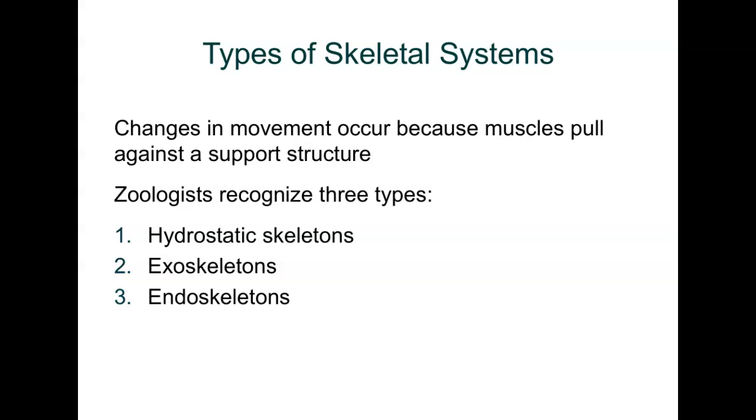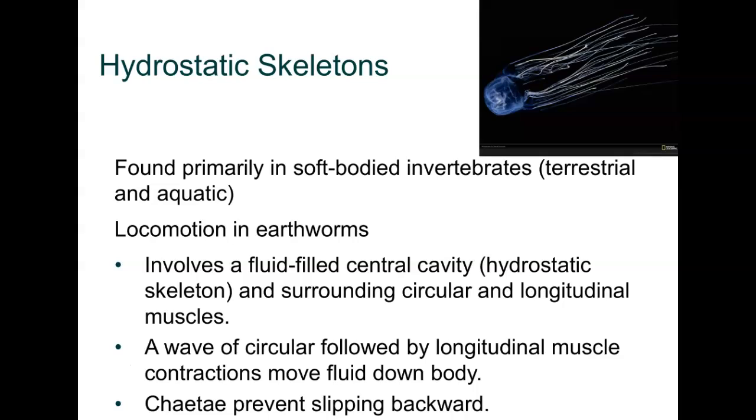We can talk about 3 different types of skeletal systems, and you have probably already looked at some of them in the lab as you dissected a few of the animals. I want you to recall the types of skeletons: the hydrostatic skeletons, exoskeletons, and the endoskeletons. Let's start with the hydrostatic skeletons. Those are common in the simplest of animals.